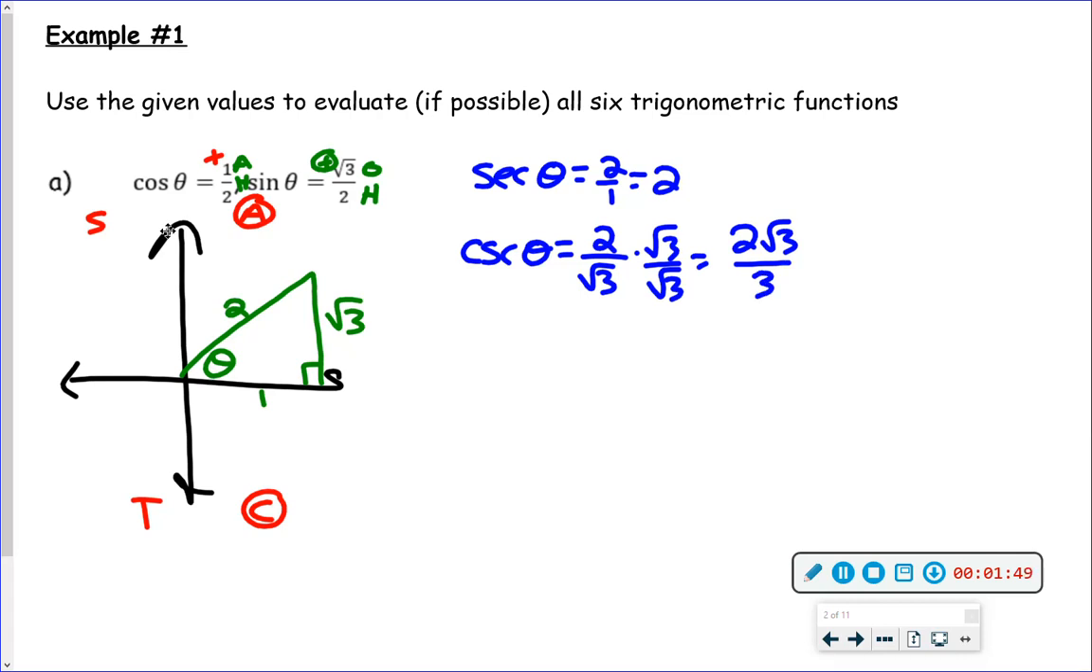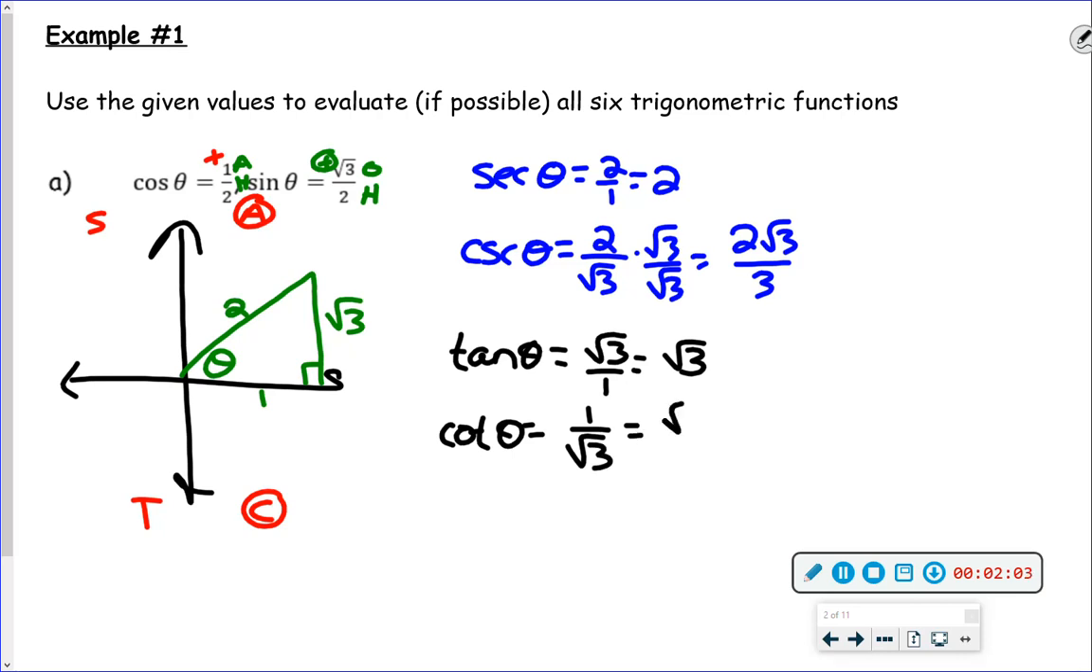So the only thing we really need, of course, is tan. So TOA, opposite over adjacent, which of course is root 3. And as always, we're going to do the reciprocal, and then we would rationalize it out.